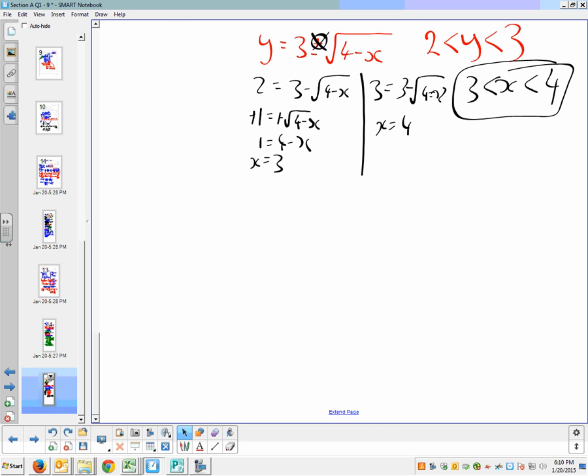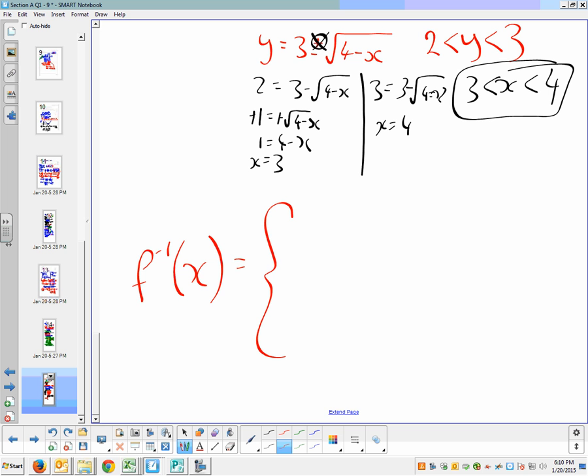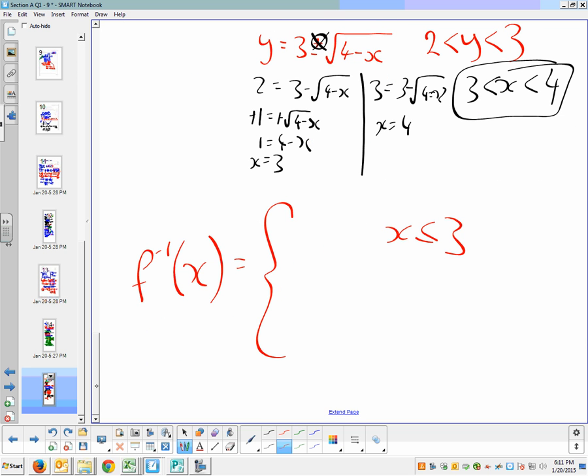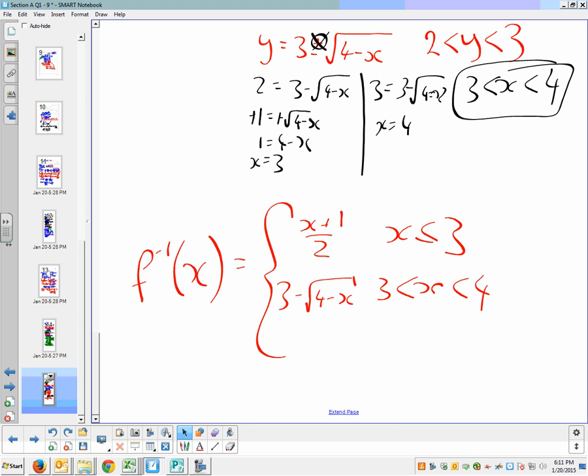So the final statement of f inverse of x is equal to, when x is less than or equal to 3, x plus 1 over 2, and when x is between 3 and 4, it was 3 minus the root of 4 minus x. That was not my best explanation. I concede. I hope that's of some use anyway.